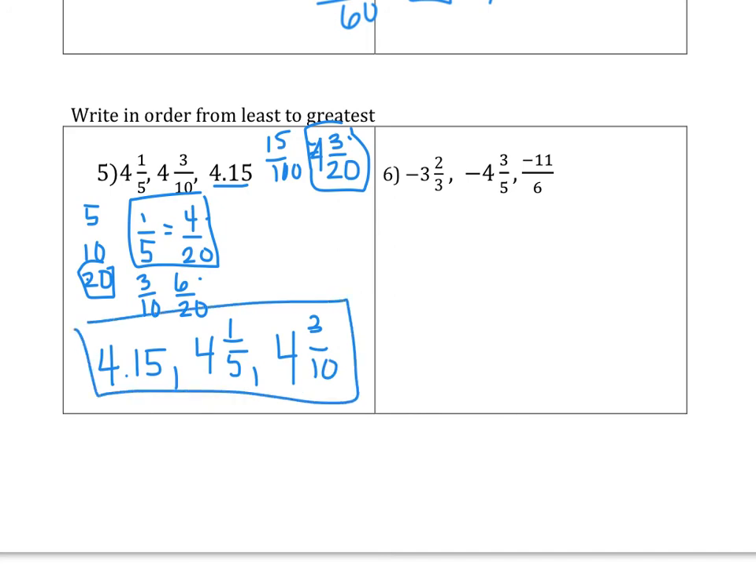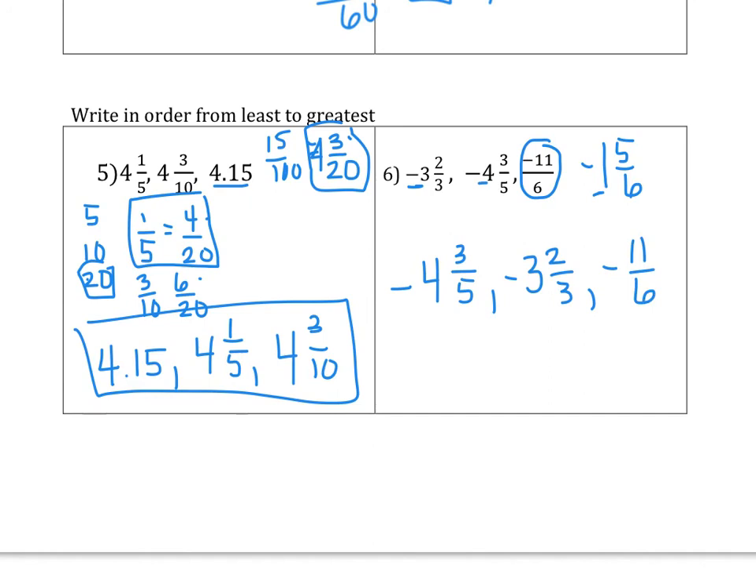Number 6, I'm going to turn this number right here into a mixed number, and that is going to be -1 5/6. So now all I have to do is first start by comparing the integers, and it's from least to greatest. So remember, if it's negative, your -4 3/5 is going to be the lowest number, then -3 2/3, and then -1 5/6. Remember, you have to turn it back into its original form.